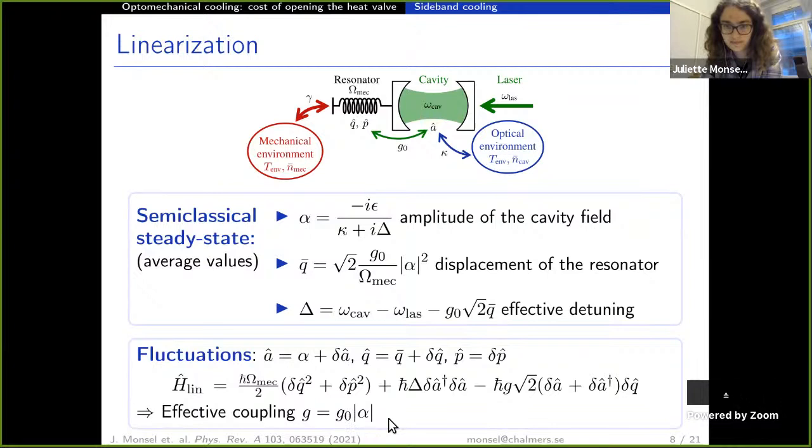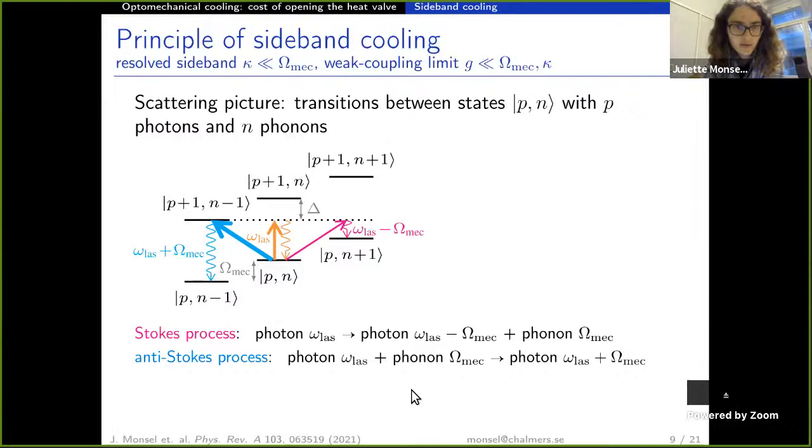Okay, so now how do we use this system to cool down the mechanical resonator? Let me give you this nice scattering picture of the process, which is valid only in the weak coupling limit, when the optomechanical coupling is a lot smaller than the mechanical frequency and the optical loss rate. So we are in this state with p photons in the cavity and n phonons in the mechanics. And there are three possible scattering processes. The first one is just the cavity absorbing a photon from the laser. It doesn't change the mechanics, so we don't care about that.